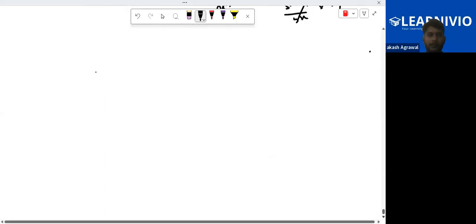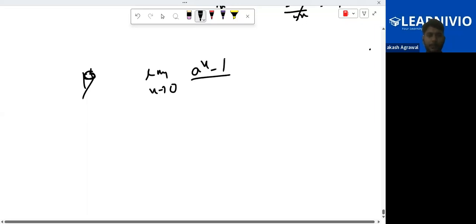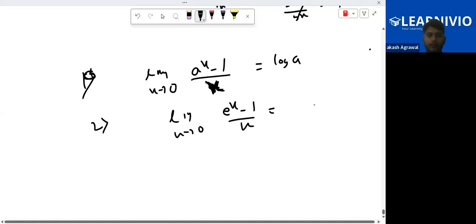Few more formulas we have. This is all class 11 topic. Okay, few more formulas we have. Limit x tending to 0, a to the power x minus 1 upon x is equals to log a. Limit x tend to 0, e to the power x minus 1 upon x is 1. Okay. Limit x tending to 0, log 1 plus x upon x is 1.